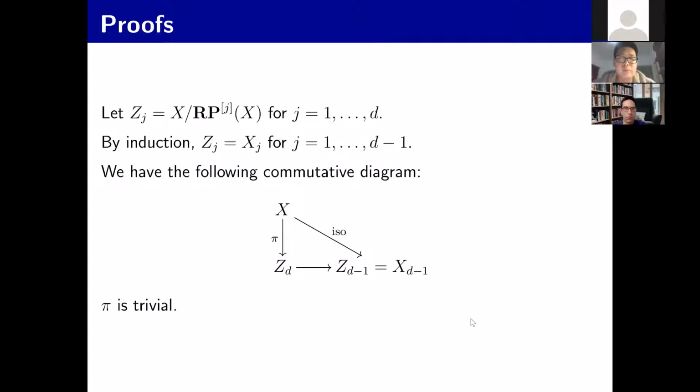The proof is trivial. We let Z_J denote the J-step pro-nil factor of the system, and by induction we get X_J equals to this. And also, we have the following commutative diagram. What we need to do is to show that the factor pi is trivial. Otherwise, if pi is not trivial, the X_2 over Z_{D-1} is not isometric, so it is a contradiction.